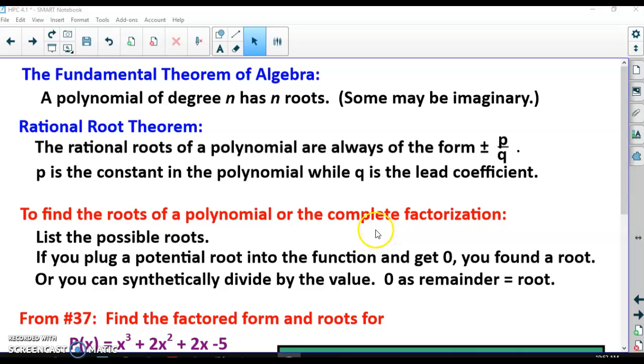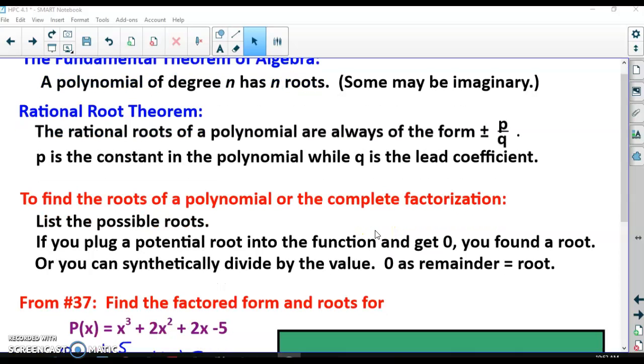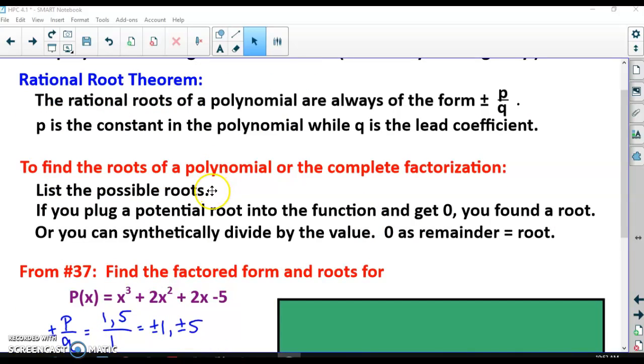So to find the roots of a polynomial or its complete factorization, we're going to make a list of the possible roots using the rational root theorem. Then we could either plug the potential root into the function, see if we get 0, that would tell us we had a root. We could also look at the graph if that's a possibility. If you're allowed to use your calculator, that could help you figure it out. Or we could try to synthetically divide by the value and see if we get 0 as a remainder. If we do, that means we found something that divided in perfectly, which is the definition of what a factor is. So we found ourselves a root.